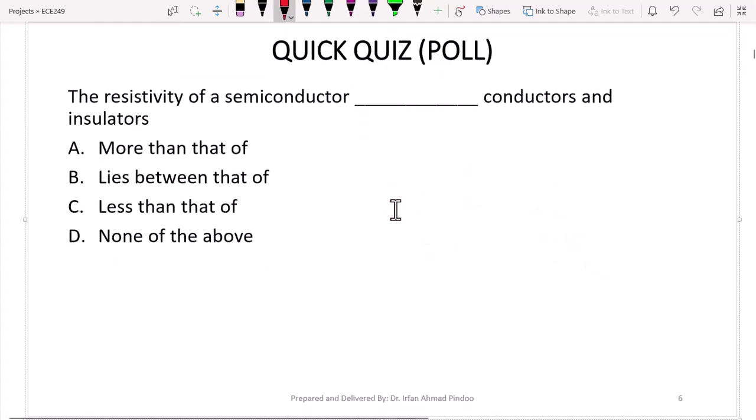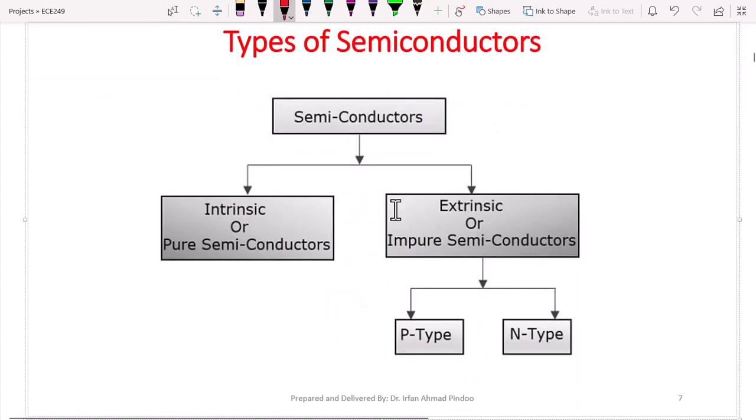So we have a simple question here, what is the resistivity of a semiconductor? It lies in between, right? It is in between the insulators and the conductors. Now the next topic is what are the different types of semiconductors. Mainly we have two broad types of semiconductors, intrinsic and extrinsic. Intrinsic is also called pure, while extrinsic is also called impure. Furthermore, extrinsic semiconductors are of two types, one is P type and the other one is N type.